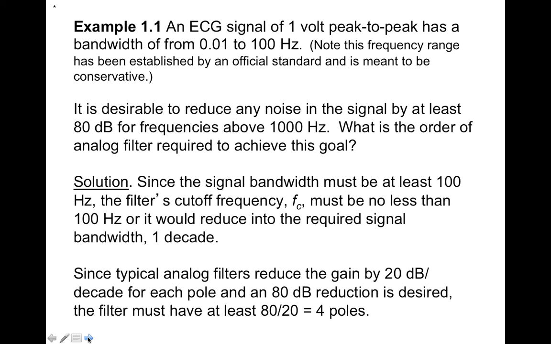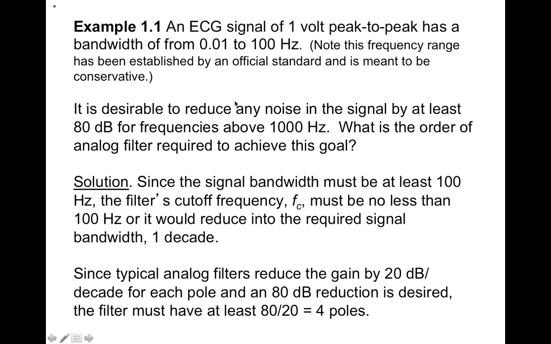So as an example, if we have an electrocardiograph signal that has 1 volt peak to peak, and it has a bandwidth that ranges from 0.01 to 100 hertz, we would definitely want to reduce some of the noise in the signal at frequencies that are above 100 hertz. So this would be the example of the kind of specification that you would get to design a filter that would operate in this way.